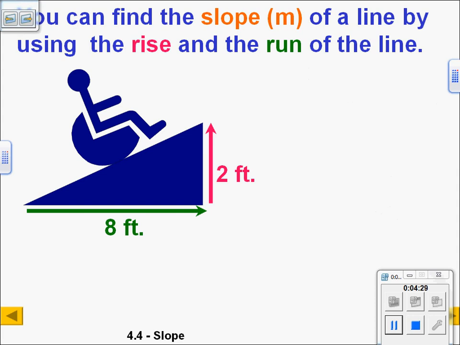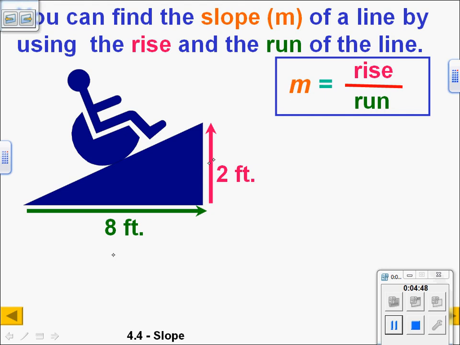Now, for example, a wheelchair ramp. If you were to find the slope of it, we just learned that the slope of a wheelchair ramp is the rise, so 2, over the run, or the vertical change. 2 is positive because it goes up, over the horizontal change. In this case, 8 feet. So it's going to be 2 feet over 8 feet.